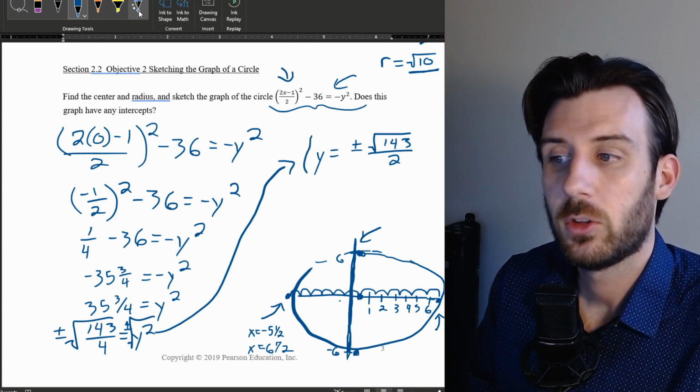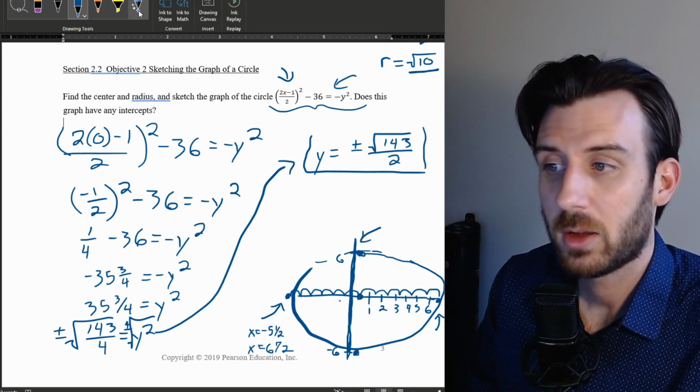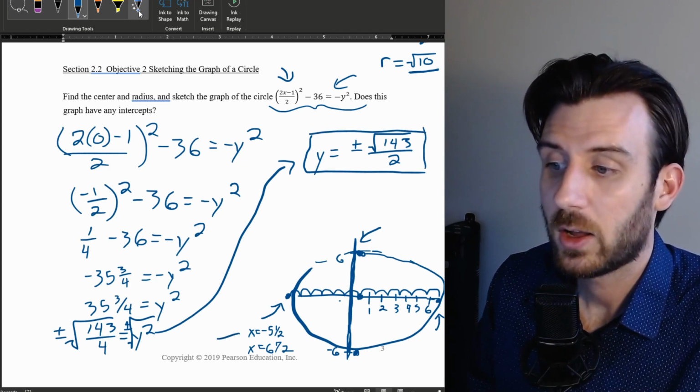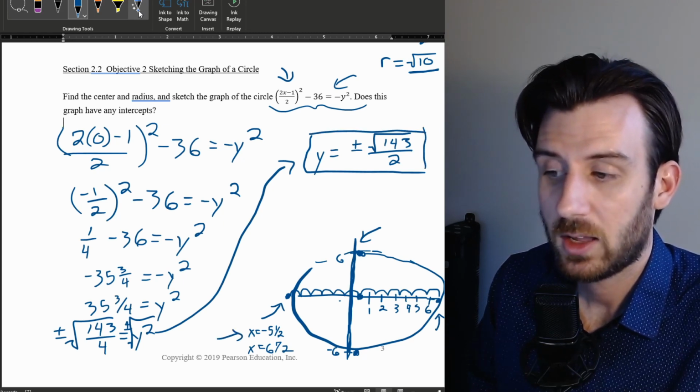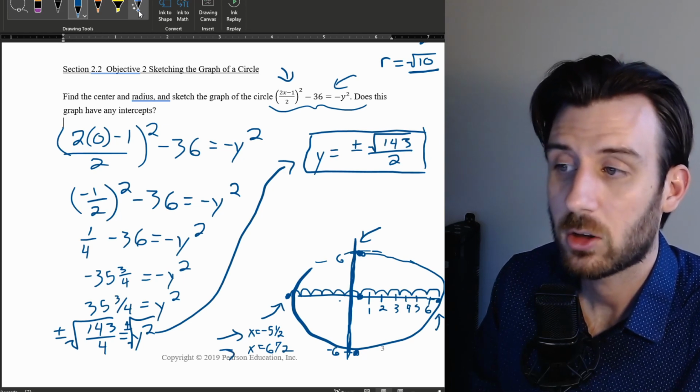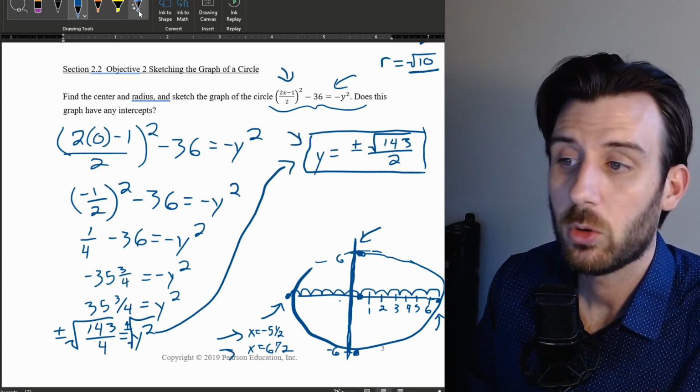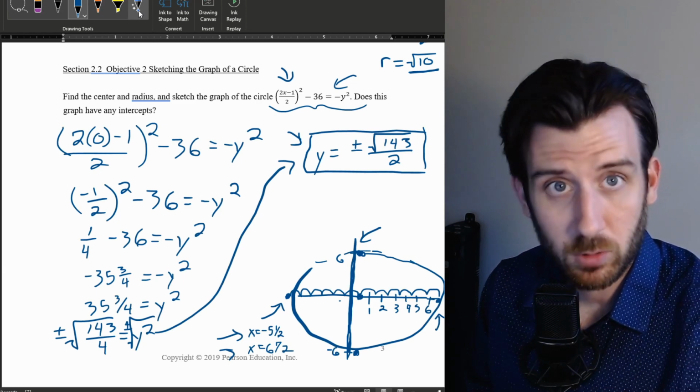Oh, so those are my intercepts. I have all of my 4 intercepts. I could go over to x equals negative 5 and 1/2. I could go over to 6 and 1/2. I could go to y equals plus or minus square root of 143 over 2.